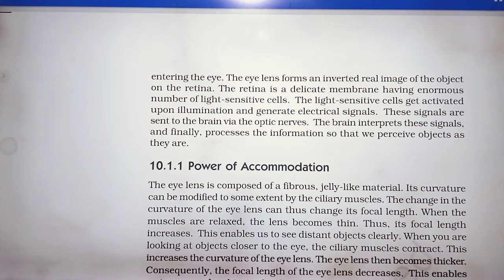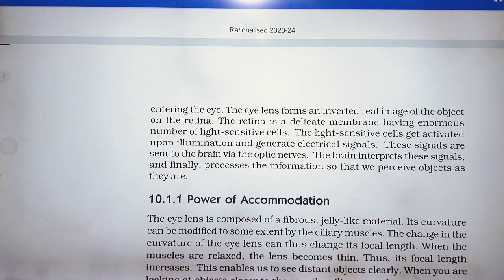Now, the eye lens forms an inverted, real image of the object on the sensitive screen that is called the retina.